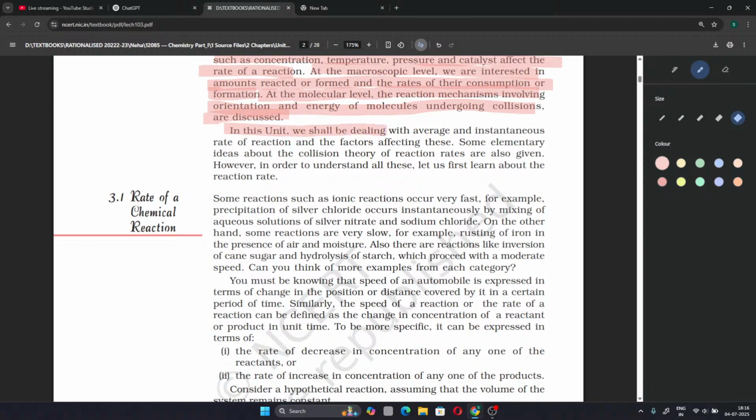In this unit, we shall be dealing with average and instantaneous rate of reaction and factors affecting these. Some elementary ideas: average means the total reaction by total time, and instantaneous is the reaction happening at a specific instant of time, dt, basically. Some elementary ideas about the collision theory of reaction rates are also given.